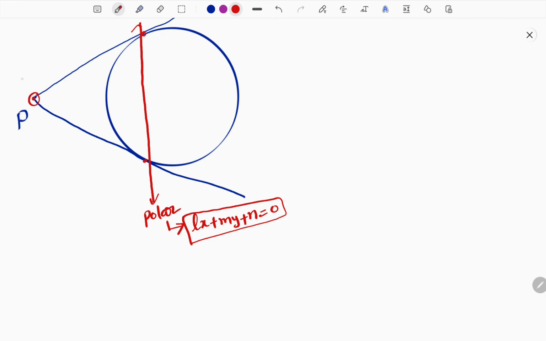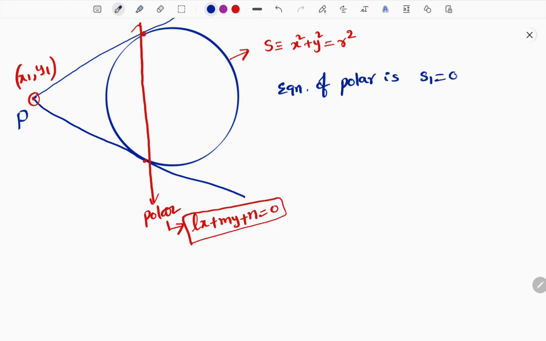Now here the point P is (x1, y1). The circle equation can be taken as S: x square plus y square is equal to r square. So now what is the equation of the polar? The equation of the polar is S1 is equal to 0. Therefore x x1 plus y y1 minus r square is equal to 0 is the equation of the polar. But we also say that the equation of the polar is Lx plus My plus N is equal to 0. These both are identical.